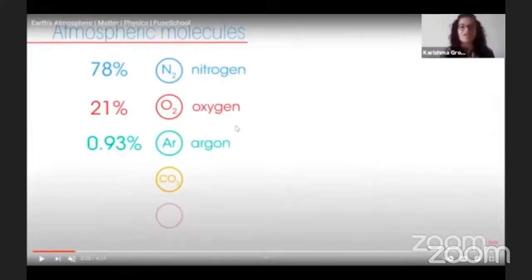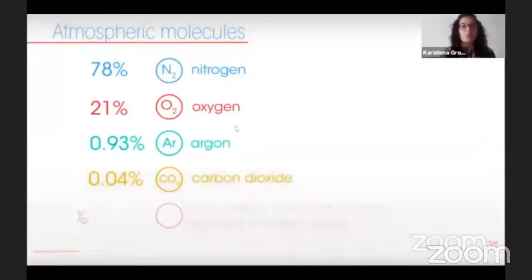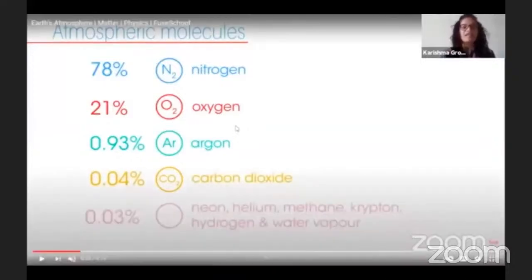Okay, next is argon, which is 0.93%. And then we have carbon dioxide, which is 0.04%. And then the other gases like neon, helium, methane, krypton and all, that is 0.03%.